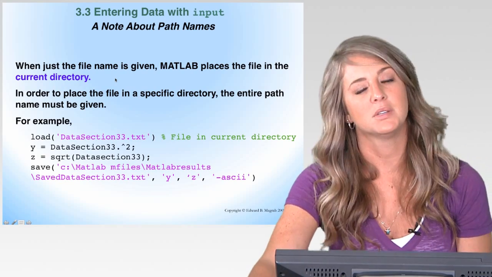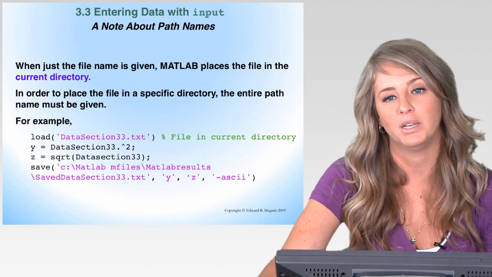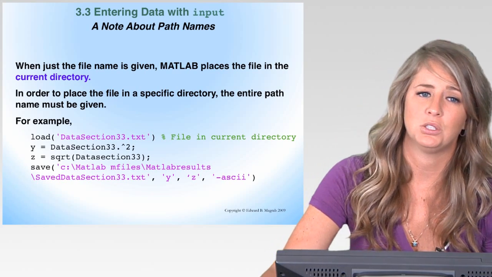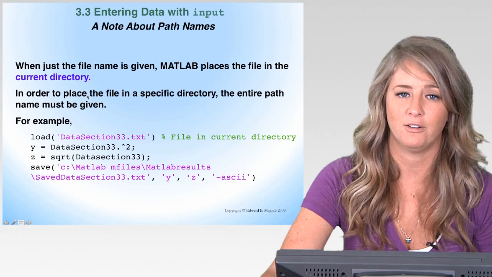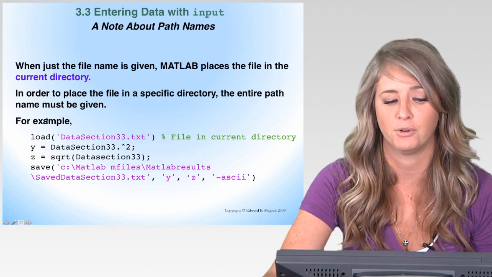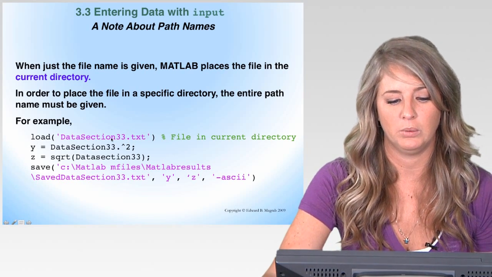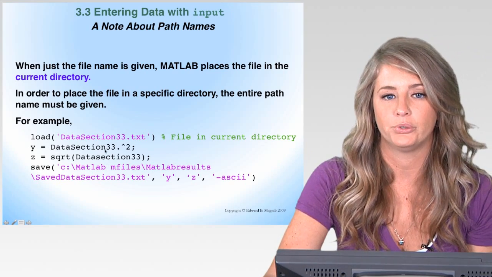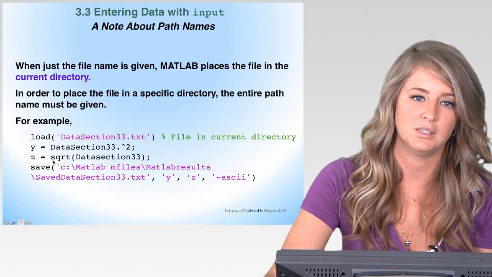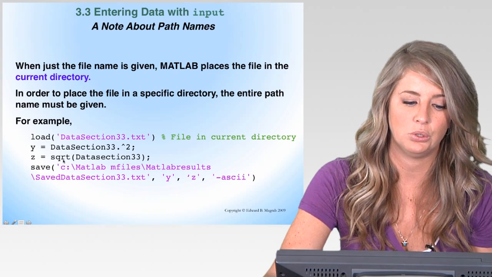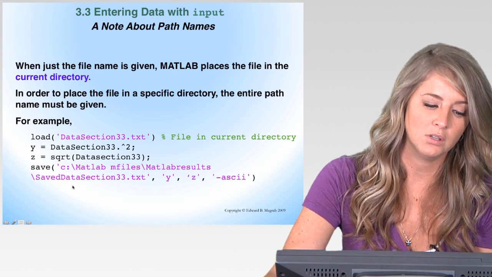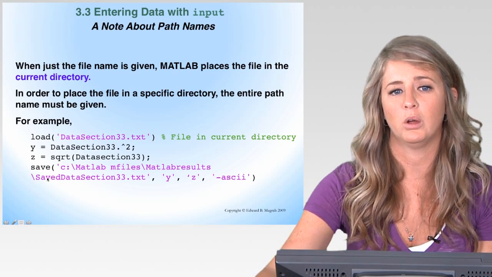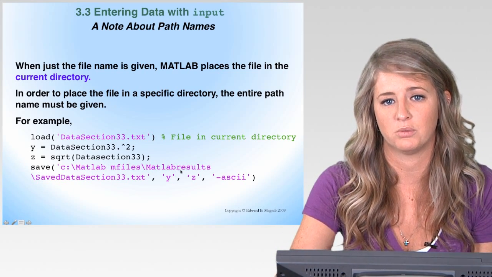When just the file name is given, MATLAB places the file in the current directory. However, if you want to save it to a different directory, then you have to specify the file path for MATLAB. So again, let's say that we load that data section 33, we do y is equal to where each of those values are squared. In this case, for z, we do the square root of each of those values, and then we save it, but we don't want to save it just to the current directory. We want to save it in this particular directory here.